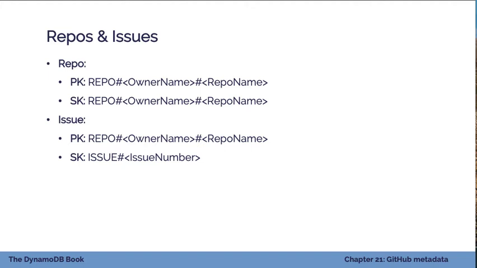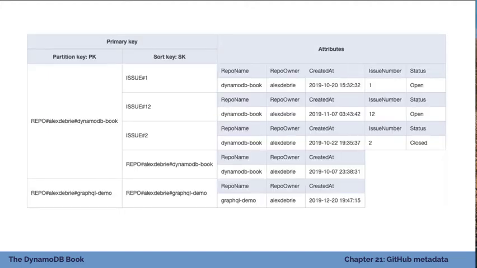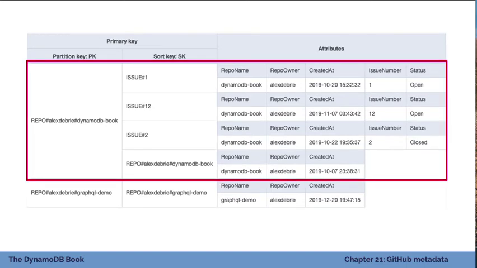And then likewise with issue, we're going to want to put issues in the same item collection as repos so that we can grab the repo and all of its issues. The PK there will be the same: repo, hash, owner name, hash, repo name. And then that SK will be issue, hash, issue number. We can look at that here. We've got a couple items in here. We've got 2 repository items and then 3 issues. You can see that the issues are in the same item collection as their repository there.